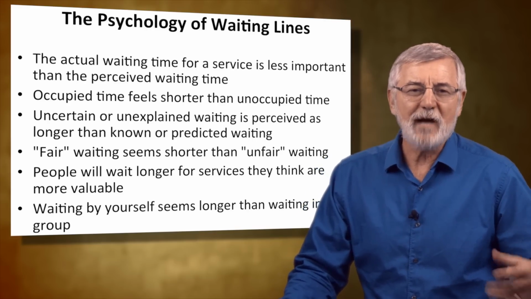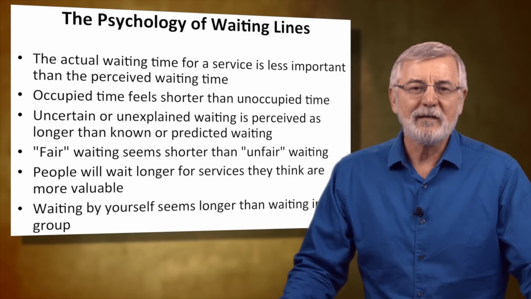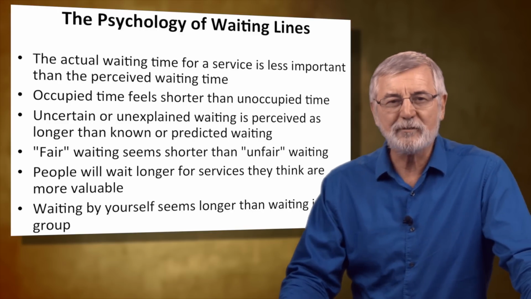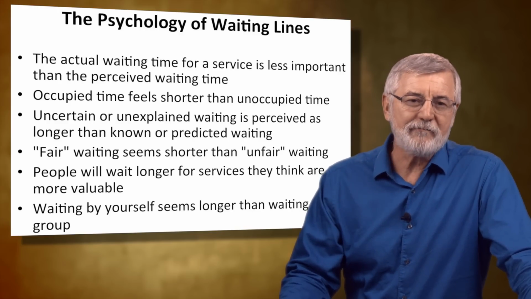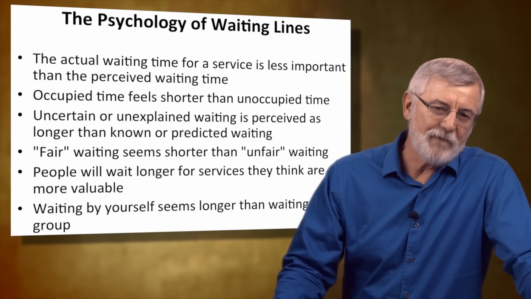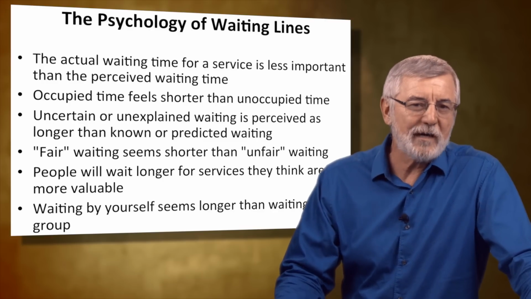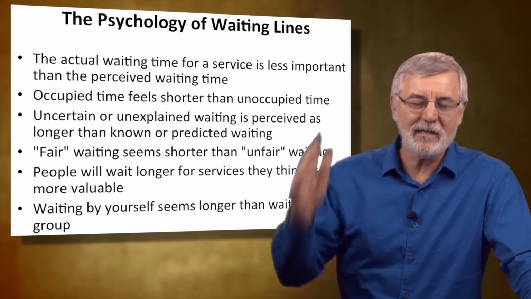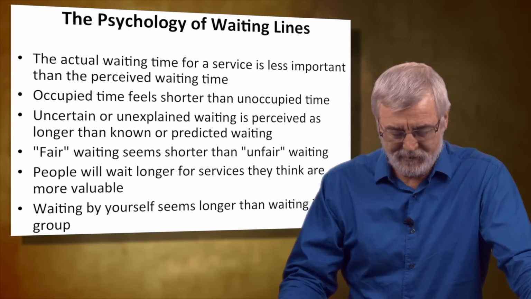People feel that time that's filled with some activity is shorter than unoccupied time, which is why instead of speeding up the elevator, because it takes too long for the elevator to come, we'll put mirrors outside the elevator. People will then spend time preening in front of the elevator and won't realize that they're waiting a minute for the elevator to show up.